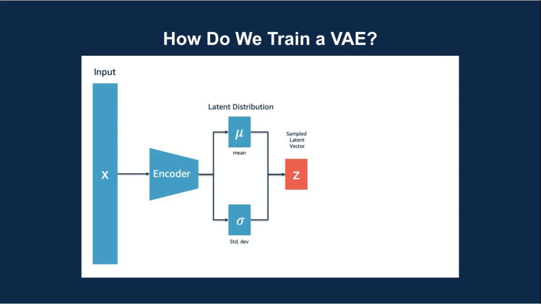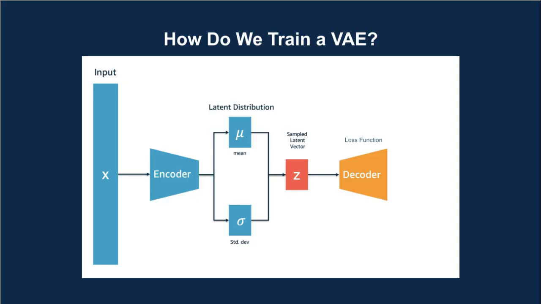2. Sampling with variability. Unlike traditional autoencoders, VAEs add randomness to the process. This helps the model learn a distribution rather than just a fixed point. 3. Decoding. The decoder takes that representation and reconstructs the original input, or even creates slightly new versions.